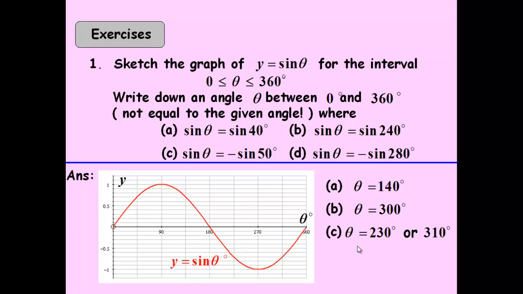And then finally -280. Well, 280 is here, so -280 will be where this distance is repeated in the positive direction here, won't it? So 80 and 100.